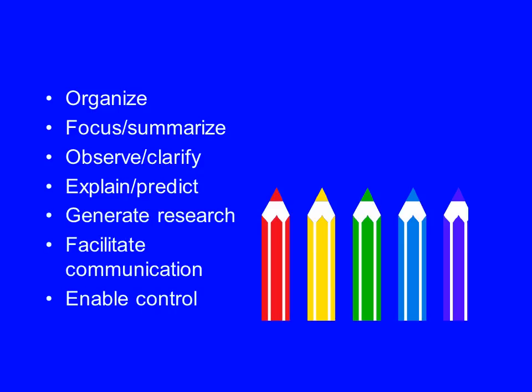So let's look at some characteristics of what effective theories do. A good theory should organize, it should focus and summarize, it should enable us to observe something and clarify, it should explain, ideally it should predict, although with human behavior it's very difficult to predict. Although we'll see a few theories like attribution theory, which says people systematically assign causes for behavior and they'll discount one if another is more plausible.